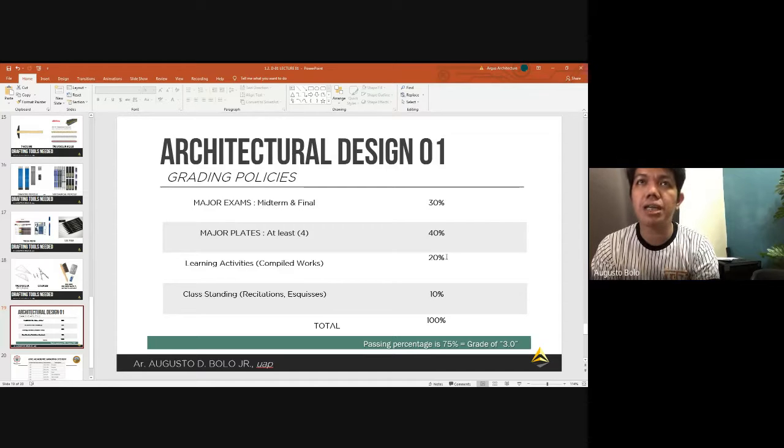Class standing, meaning since we cannot mark attendance as part of the class standing because of power outages, our class standing will be based on recitations, your performance in our online synchronous sessions like recitation, and if we have pop-out skisses. Skisses are quizzes with drawings, things like that that we do.